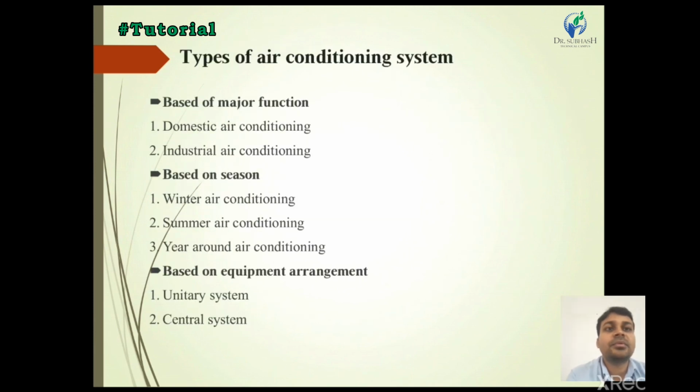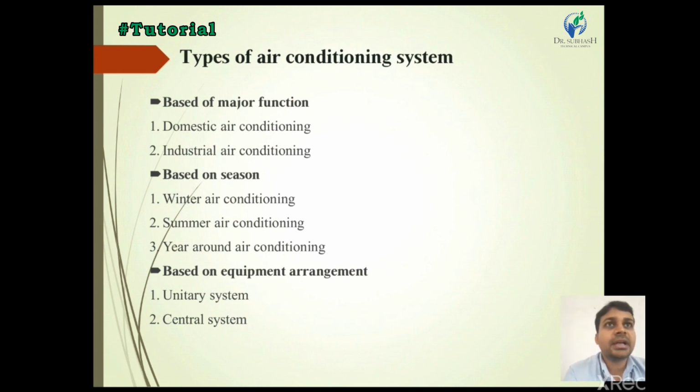There are different types of air conditioning systems. First, based on major function: domestic air conditioning system and industrial air conditioning system. Second, based on season: winter air conditioning system, summer air conditioning system and year round air conditioning system. The third is based on equipment arrangement: unitary system and central system.